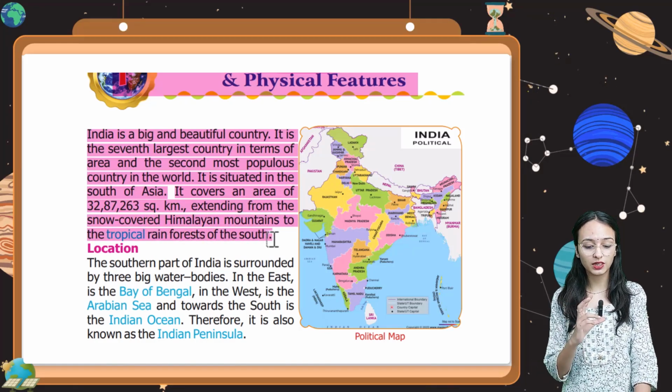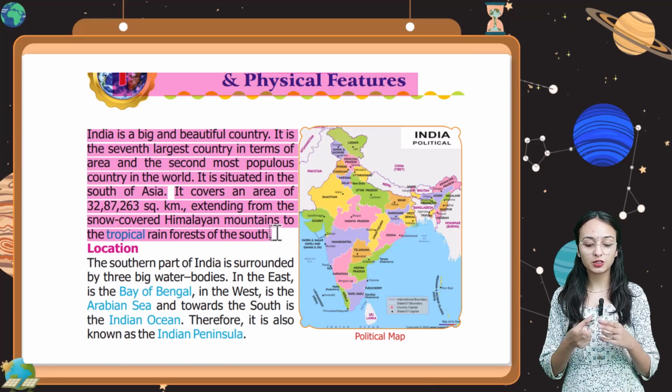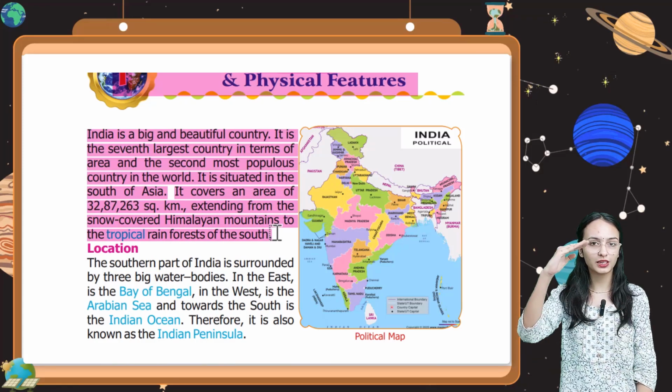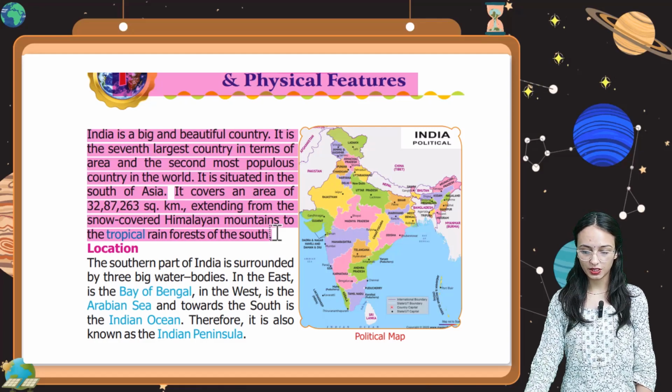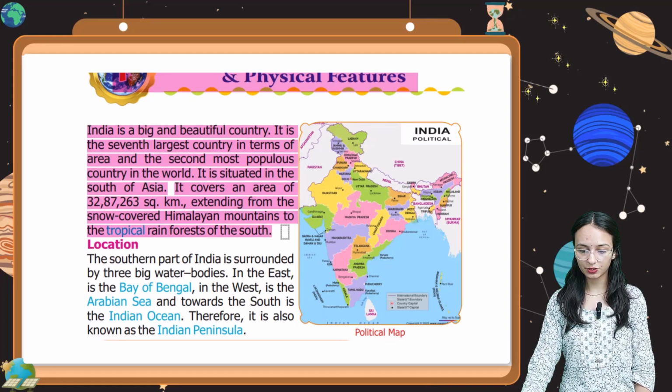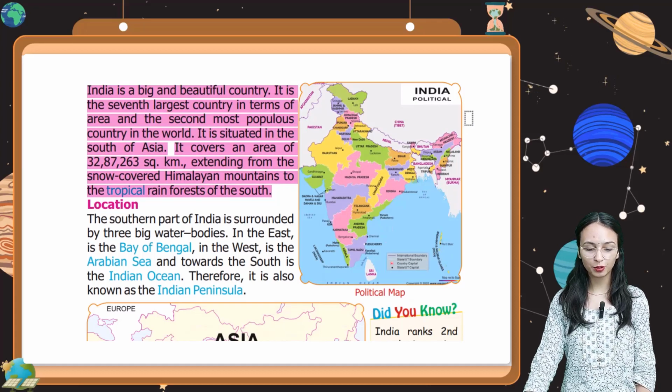So through that line, we also came to know the various physical features of India. We have Himalayas in the north to tropical rainforest in the south. On the right-hand side of the picture, we can see a political map of India.